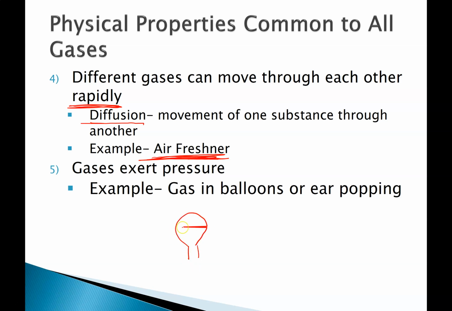Well, it's because, I don't know why that line keeps coming. It's super annoying to me. Basically, that's supposed to be a balloon. I'm terrible at drawing. You guys know that about me.